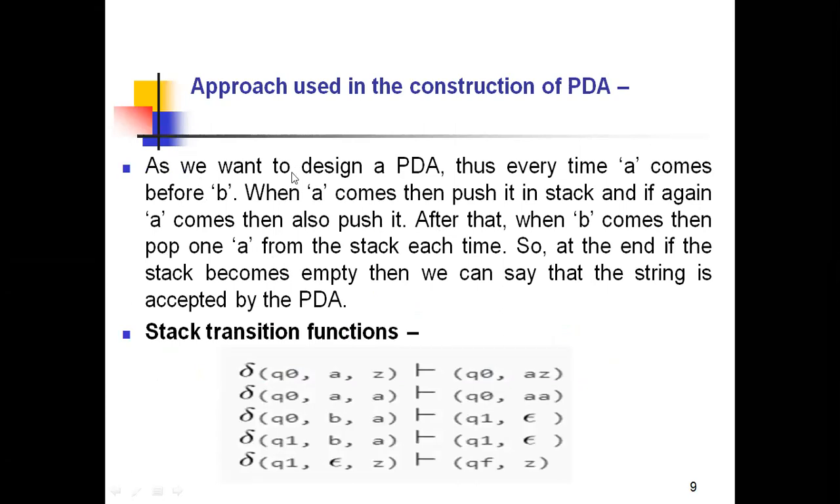So every time A comes before B, that means 0 comes before 1, as in the given question. Or you can also take A and B in the place of 0 and 1. So when A comes, you need to push it into the stack. And if A comes again, you also need to push it. Right. So when you get a B, you do the pop, and then finally the stack gets empty.